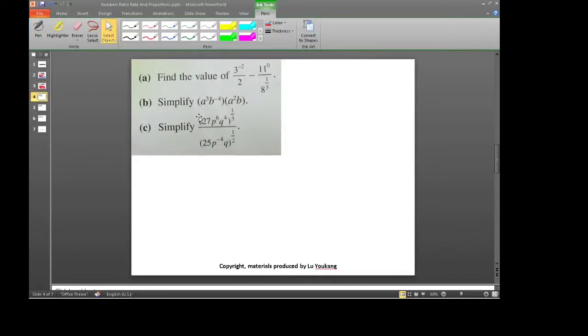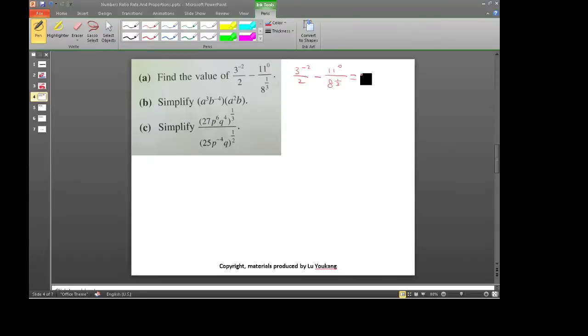And now we have come to the new slide, and this slide is about indices. So let's copy down the question before we continue to solve it.